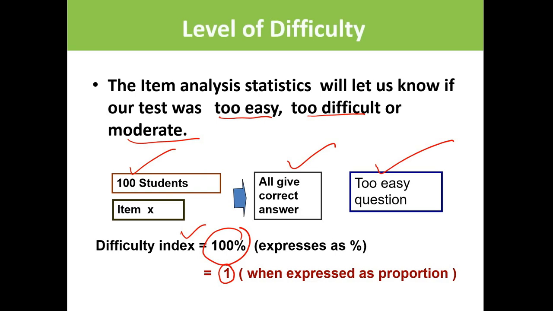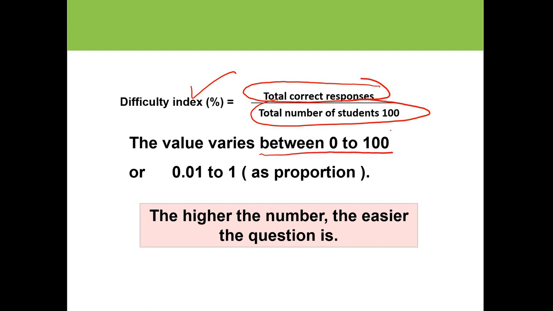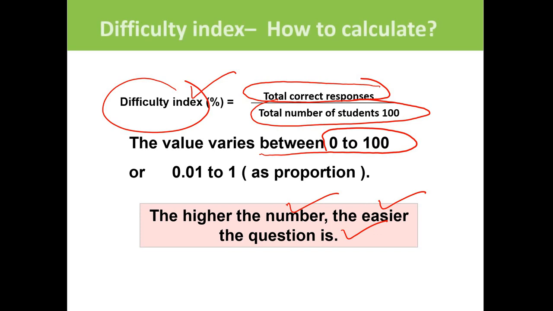So now let me express this in a formula. The difficulty index is represented as the total correct responses recorded by the students divided by the total number of students that appeared in the exam. Therefore the values vary between 0 and 100 if you are going to express it in percent. The higher the number, the easier the question, so far as the difficulty index is concerned. And as a proportion, this will be 1 as a unity because it is 100%.